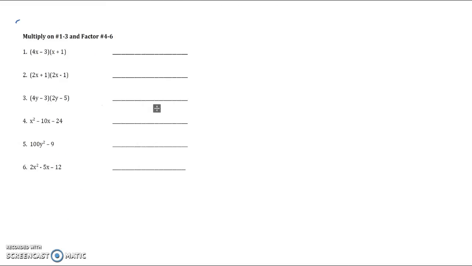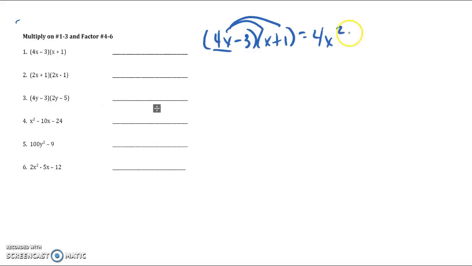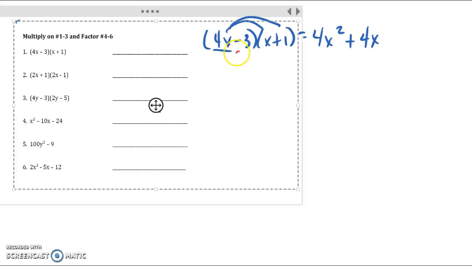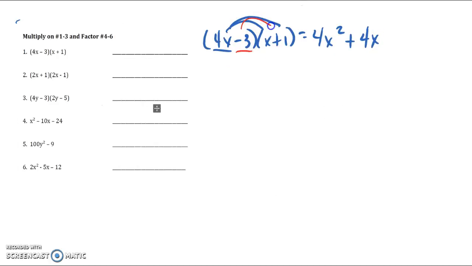Okay, so movie magic, now it's tiny and we have plenty of room to work. So the way that I like to do these, 4x times x plus 1, is I take the first term and I distribute it to both. So 4x times x is 4x squared, and then 4x times a positive 1 is just plus 4x. Then I switch to the second term and I do the same thing. So negative 3 times x and negative 3 times positive 1.